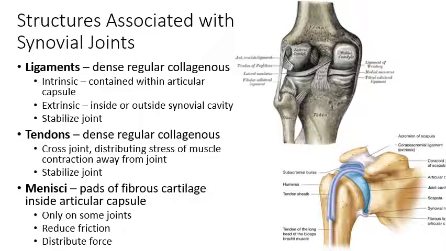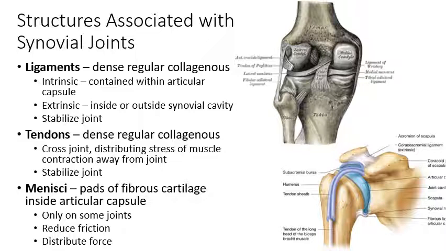The first would be ligaments, and then you also have tendons. So the difference between a ligament and a tendon is just what it's attached to. A ligament is attached to two bones, so it's attached to bone on both ends. A tendon is attached to bone on one end, and on the other end, it's attached to a muscle. Both of those are formed from dense, regular collagenous connective tissue. So it's basically collagen fibers, very, very strong since the fibers are all running the same way.